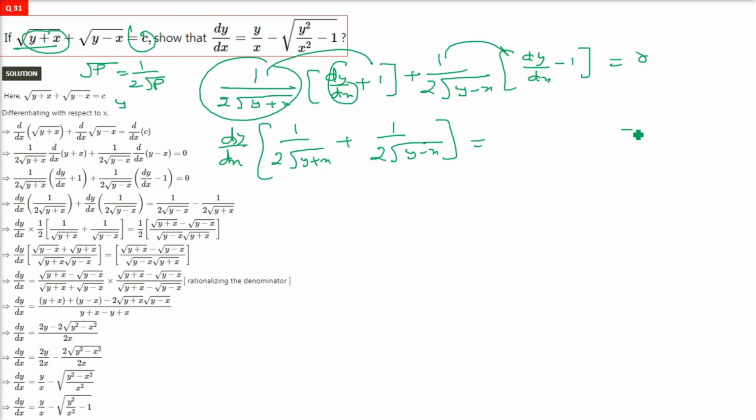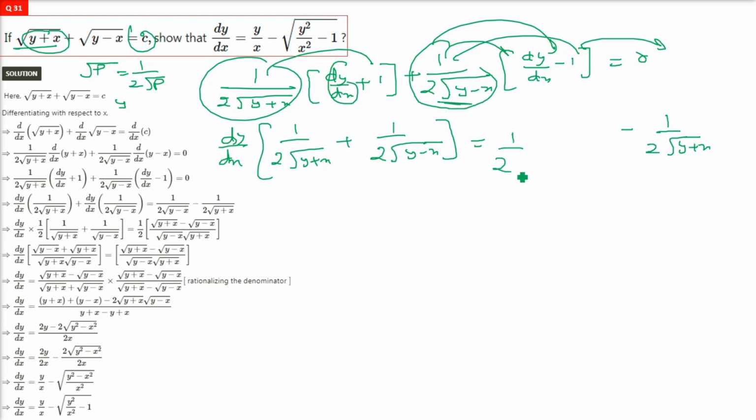So the first one will be negative when we take it on the right hand side. So minus 1 by twice of under root y plus x. And this one is negative, so when it goes on the right hand side, it will be positive. So 1 by twice of under root y minus x. First we have to multiply and then take it on the right hand side. So 1 by twice of under root y minus x it will be.